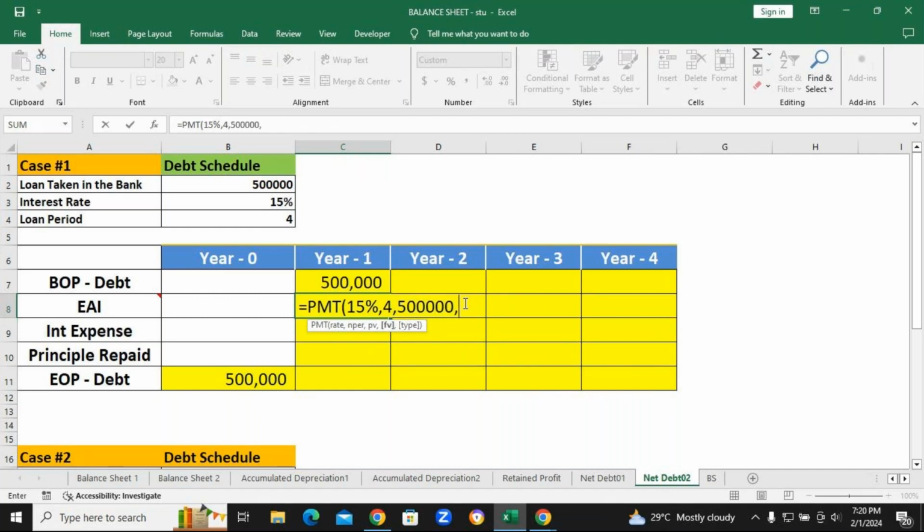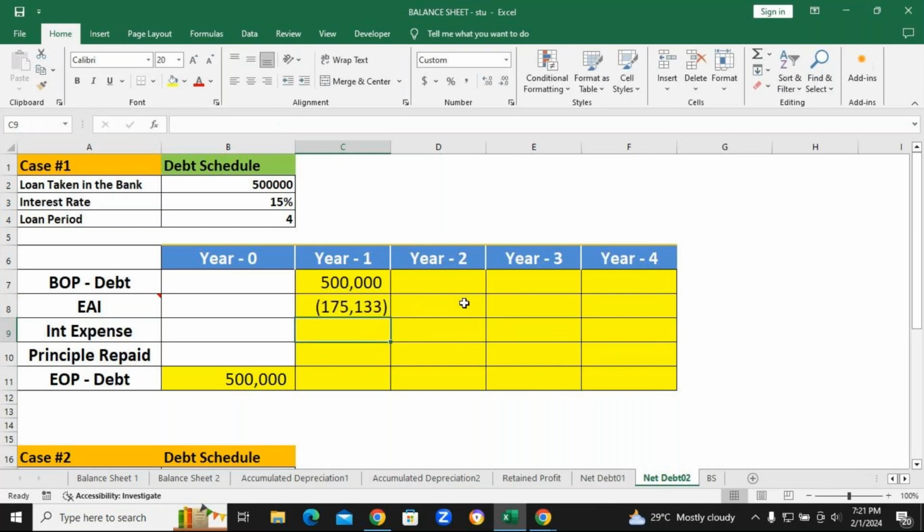So the loan I have taken. Future value 0, and I have to find end of the period. Here I need to show it as a negative value, and I cannot take it for further calculation. So what I will do is put a minus sign in the beginning. So my EAI is calculated.